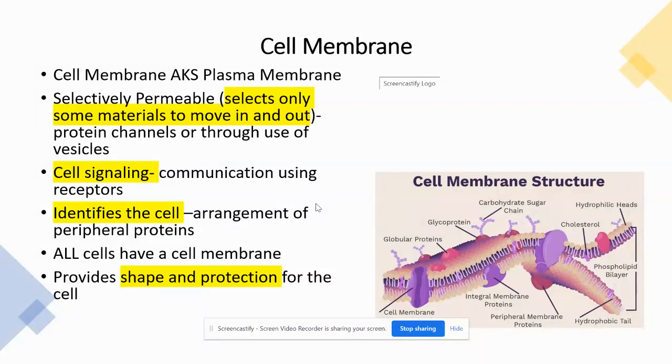The arrangement of proteins on the outside of the cell membrane also is an identifier of the cell. Just as you're able to recognize different people by the arrangement of their features, a cell can be identified by its arrangement of proteins. All cells have a cell membrane. It is a common structure between all cells. And again, it does provide shape and protection.